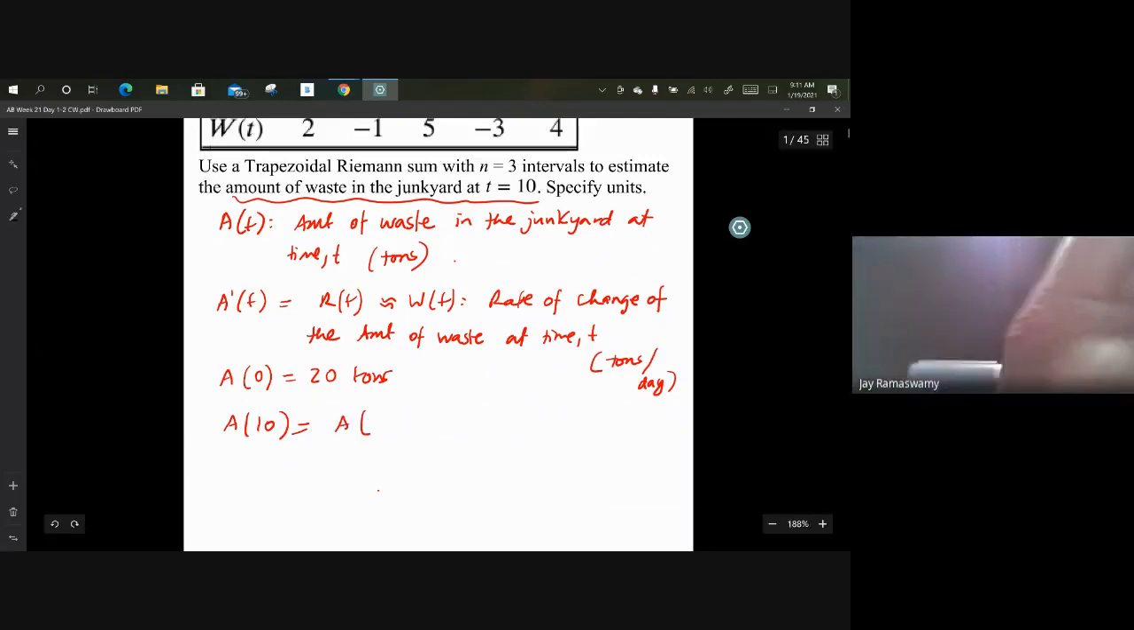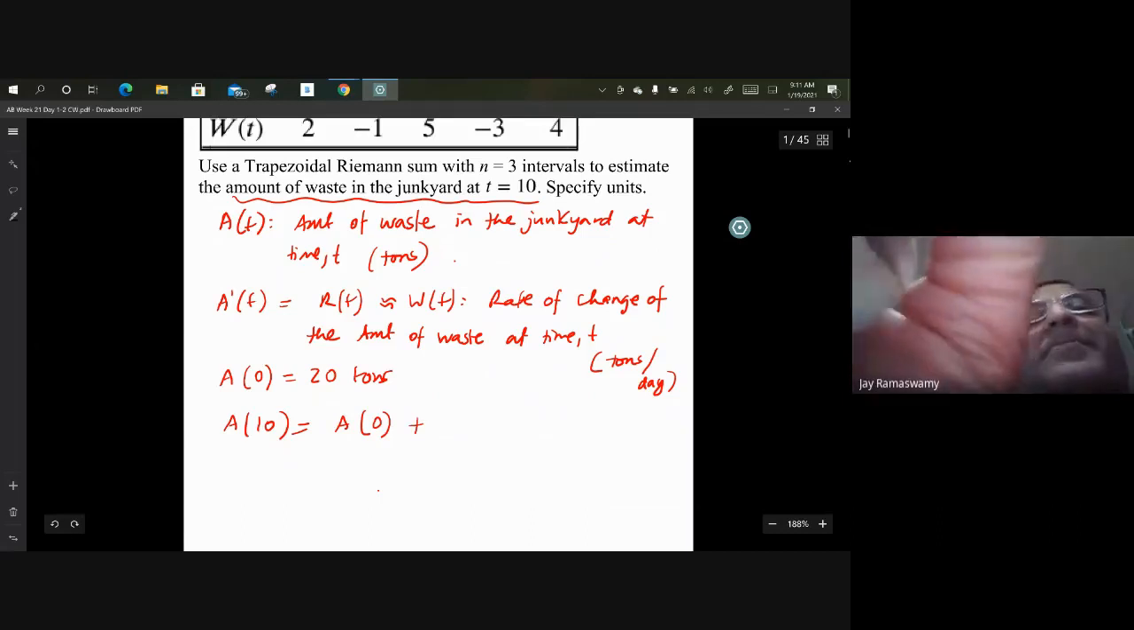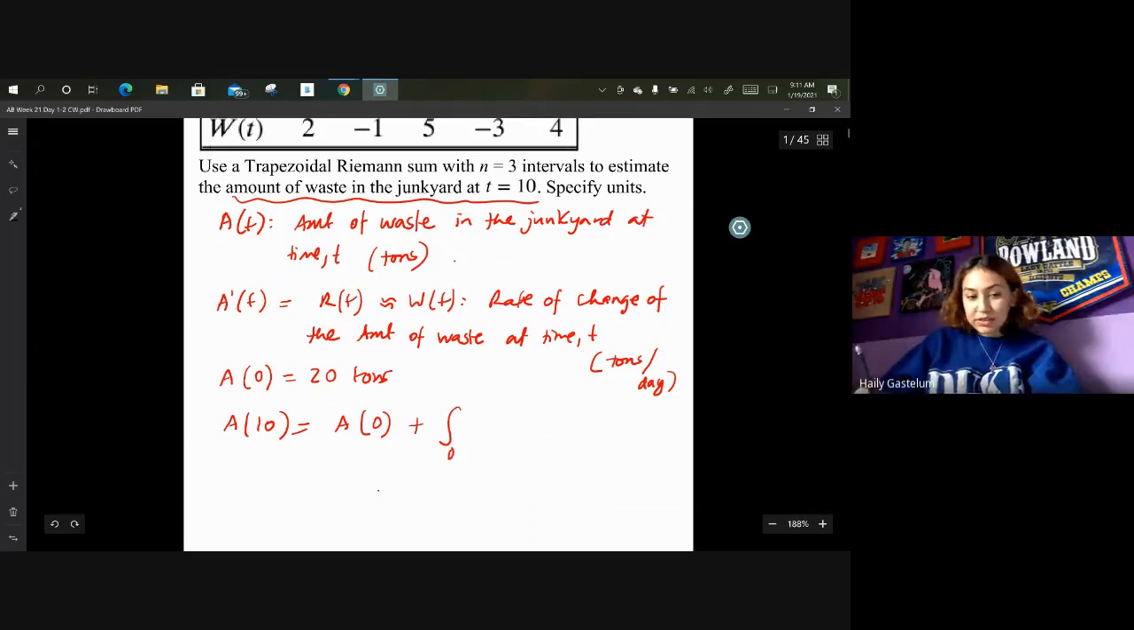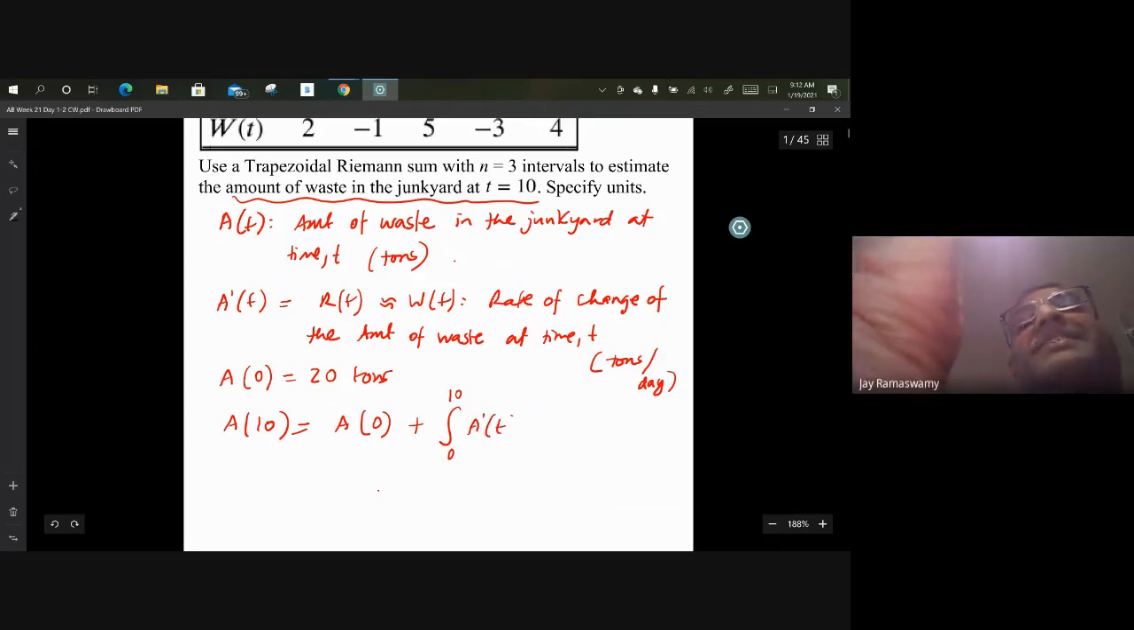Guys, be alive. If they give you a seed value, a starting value, use the Net Change corollary: plus the integral from 0 to 10 of A dash of t dt. You take the derivative. Don't say A of t, no, it's A dash of t dt. And A dash is nothing but W, correct?